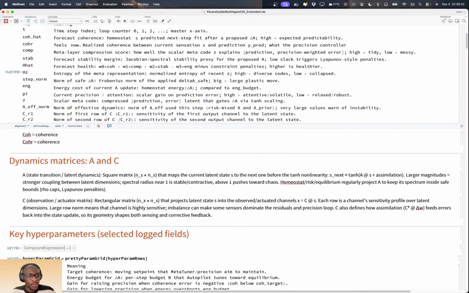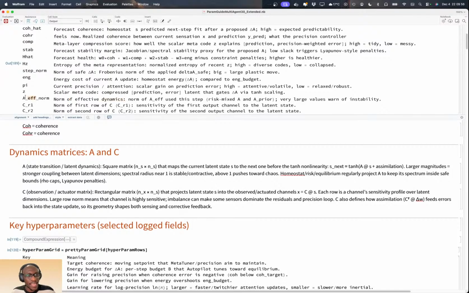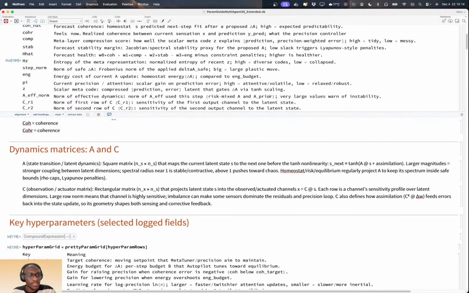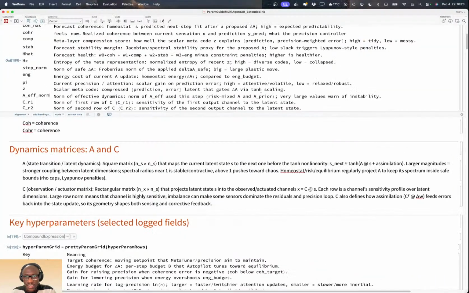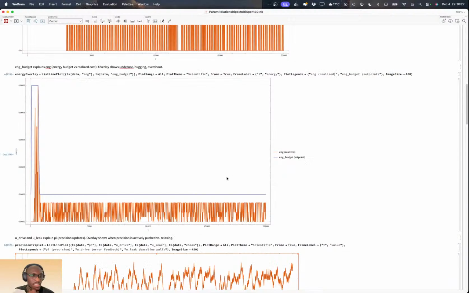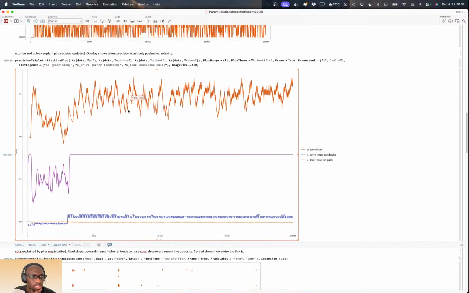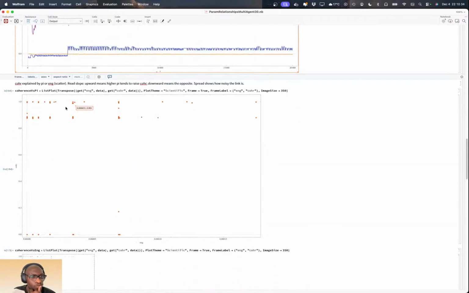norm of effective dynamics. So this gets A and then normalizes to get an effective dynamics. So A prior, and A prior plus A, very large ones indicate instability. So this will guide us on what instability. So if you want to know if a system is stable, let's see, where is it?